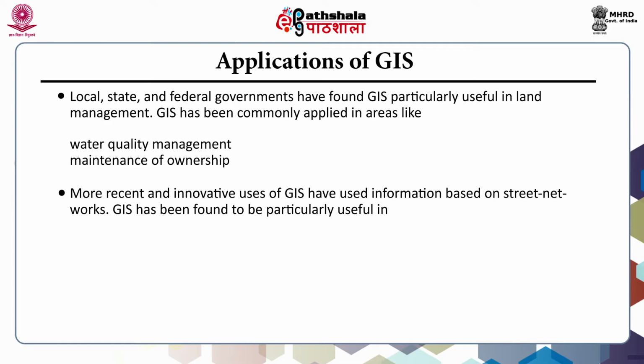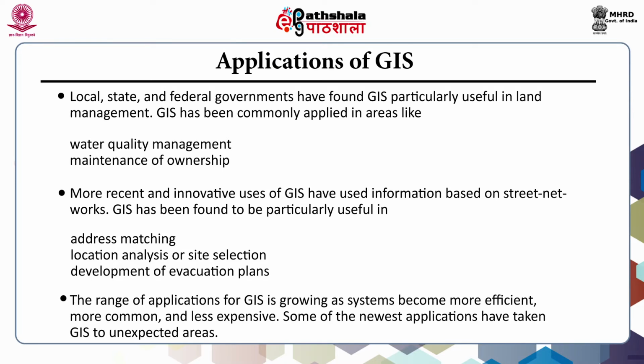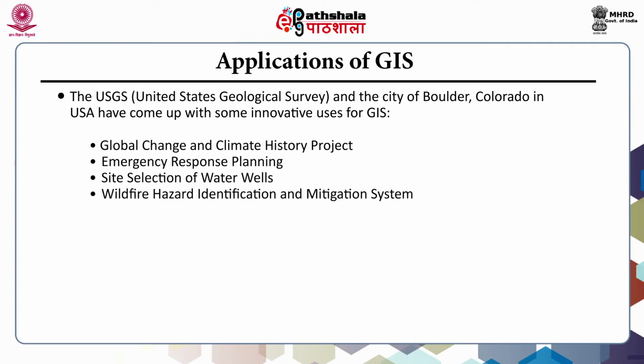More recent and innovative uses of GIS have used information based on street networks. GIS has been found to be particularly useful in address matching, location analysis or site selection, and development of evacuation plans. The range of application for GIS is growing as systems become more efficient, more common, and less expensive. Some of the newest applications have taken GIS to unexpected areas. The USGS, that is United States Geological Survey, and the city of Boulder, Colorado in USA have come up with some innovative uses of GIS: global change and climate history project, emergency response planning, site selection of water wells, wildfire hazard identification and mitigation system.